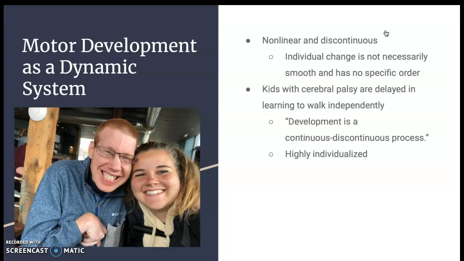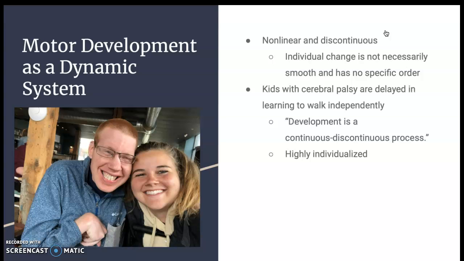Next, we'll look at motor development as a dynamic system. The main point of this section is that developmental change is nonlinear and discontinuous. Individual change over a large chunk of time isn't always going to be smooth, and there's really no specific order. For the child with cerebral palsy, learning to walk independently is delayed.